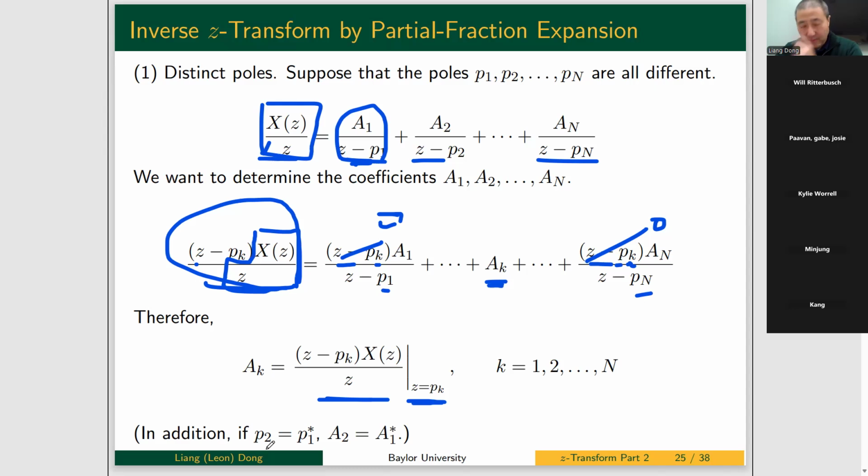In addition, if I have real coefficients, a's and b's, my poles are complex conjugate pairs. Since p2 is equal to the conjugate of p1, we can prove that a2 is the complex conjugate of a1. So you don't have to calculate both, and you can reduce your calculations by half. So that's how we calculate distinct poles. Are there any questions?